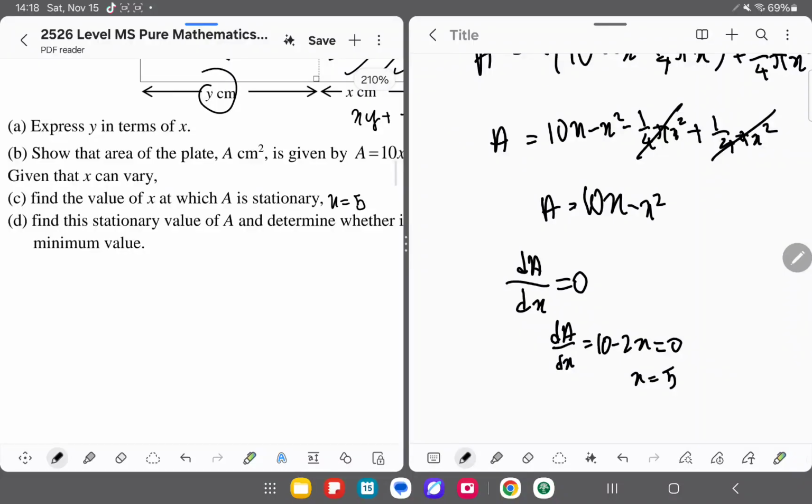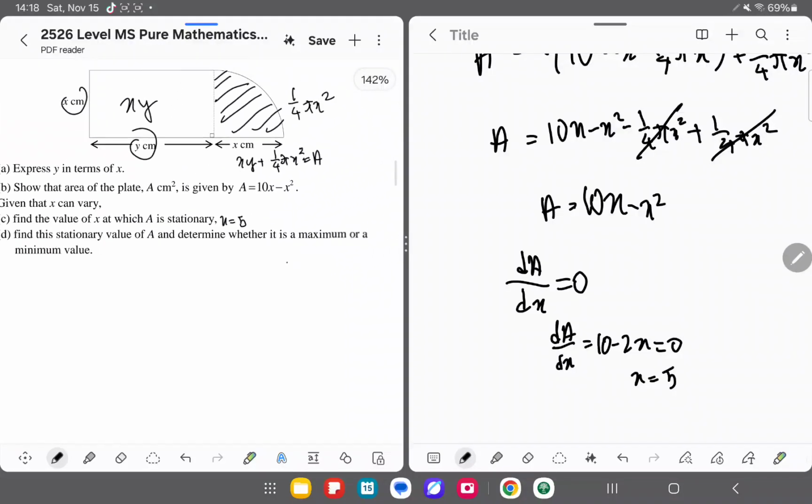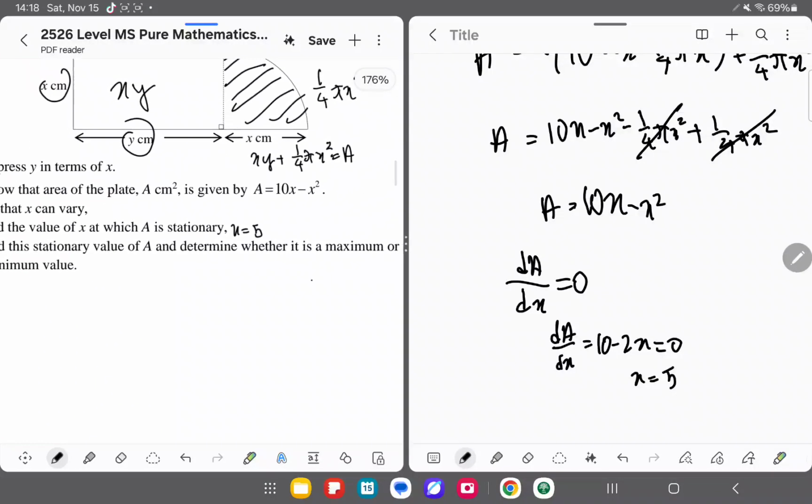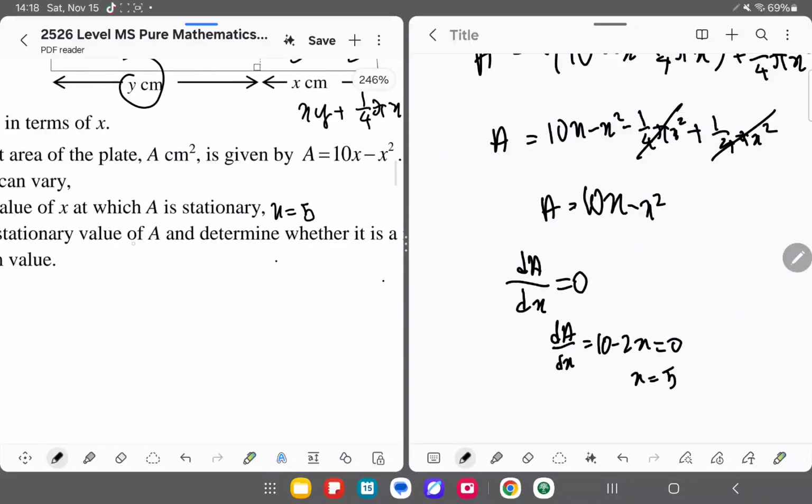Now they want us to determine the nature and the stationary value of A. So we must put a 5 into first the original formula. So A is equal to 10, and then plug in 5 for x, minus 5 squared. You get 25 centimeters squared as the area.